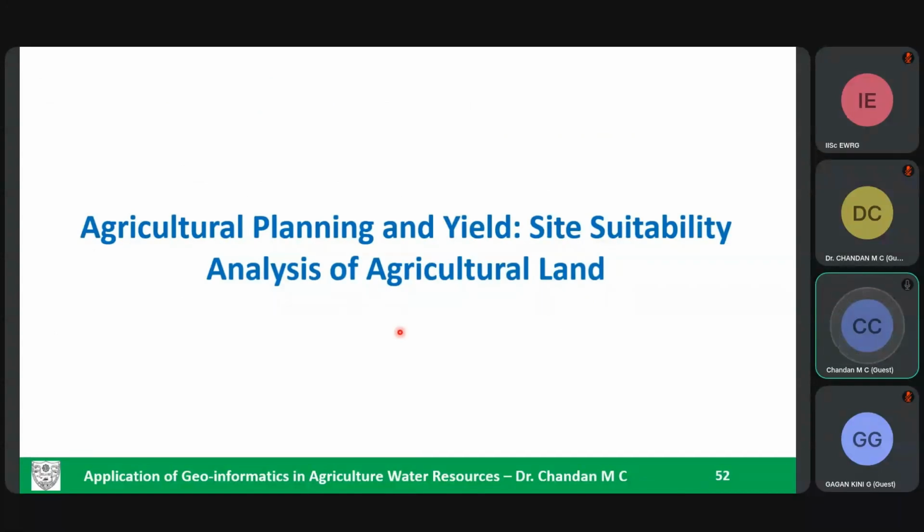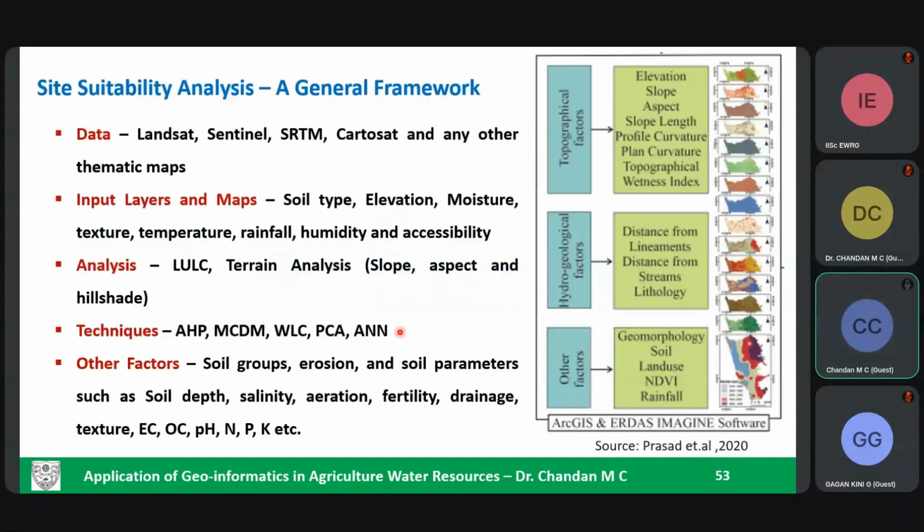And one of the major important aspects is agricultural planning and yield estimation. So we need to see the site suitability for agriculture land. And here we have so many layers in terms of input data. Input data can be the Landsat, it can be Sentinel, SRTM, etc. And input layers for agriculture, we have soil type, elevation, moisture. All these data are freely available. You can access this and use. But the major issue is with the techniques. What technique are you using?